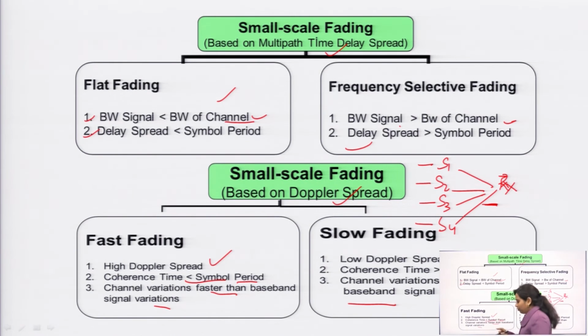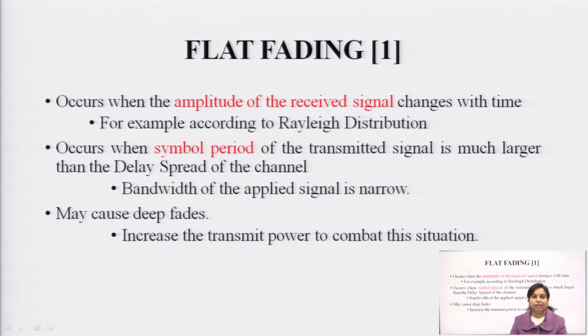So, what I have told is that we have to consider the speed of the object which is being considered for that particular transmission. Now, next is flat fading. We are going to discuss these 4 things in detail. Like the first one is flat fading.